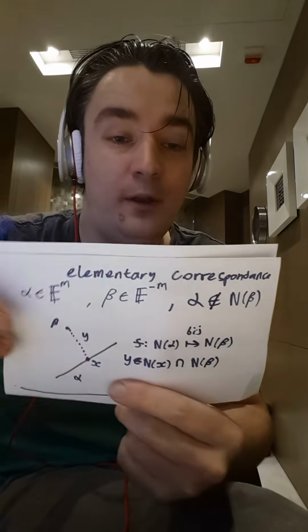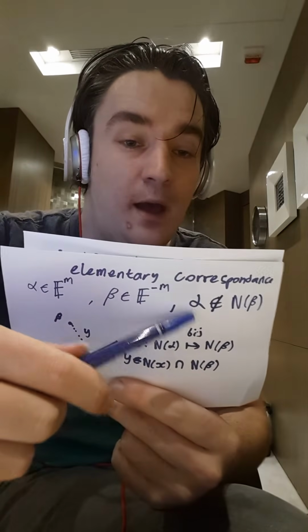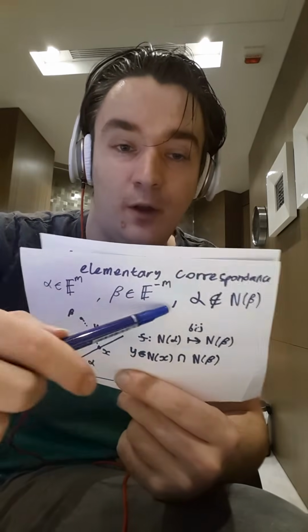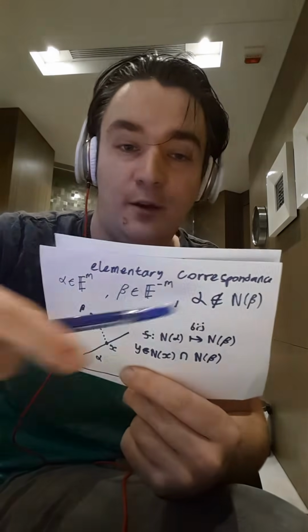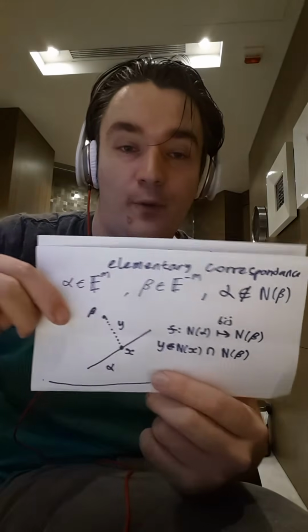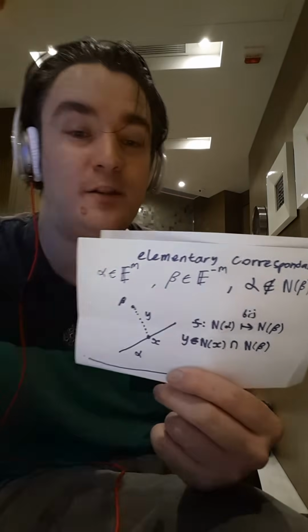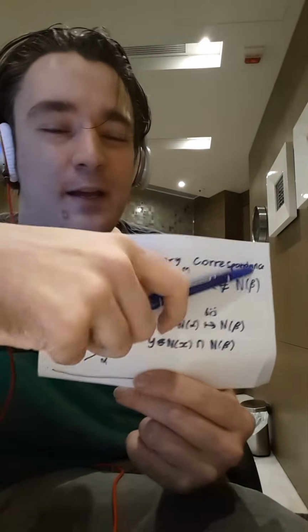Now, I've just remembered something. I think we also ought to insist that alpha shouldn't belong to the neighbourhood of beta. That's a kind of technical thing that we probably ought to add into our theory to stop certain pathologies happening. But I'm not going to talk about that too much now. You can ignore that I said that if you want.